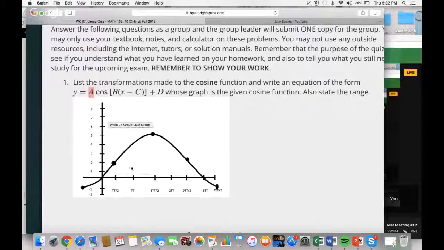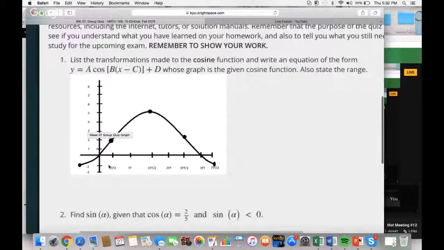So if it's stretched by 2, it would start at 0, 0. Then it would go up to 2. Then it'd go down to 0. Then it'd go down to negative 2, and so on. Does that make sense? Yeah. Gotcha. B, I'm guessing, is horizontal stretching. C is how far it's translated left or right. Mm-hmm. And then D is where it's translated up or down. Okay.